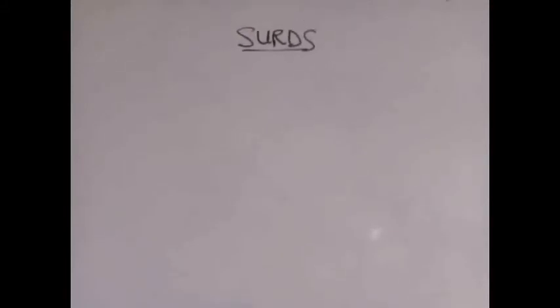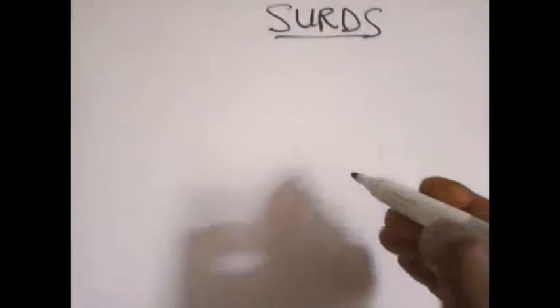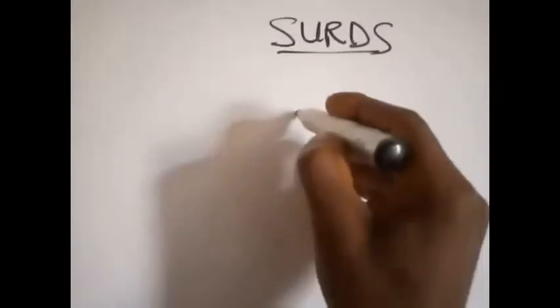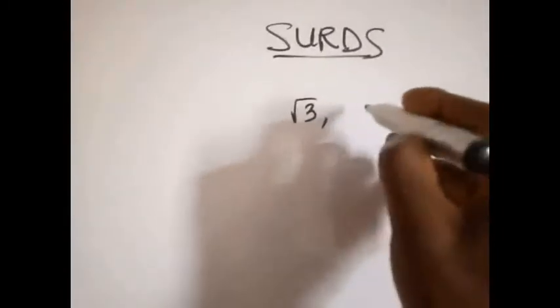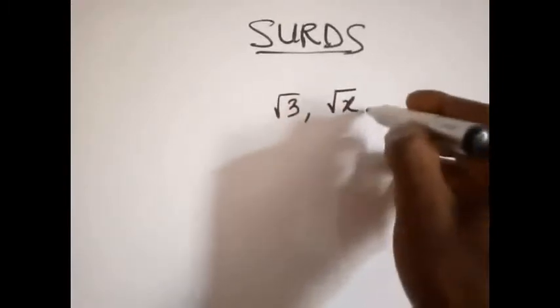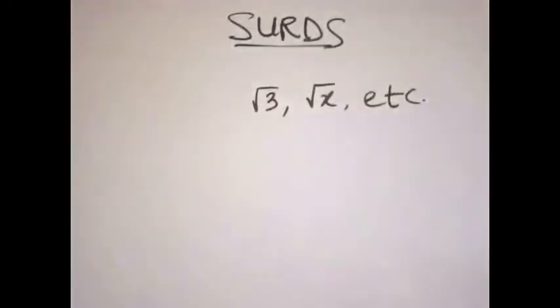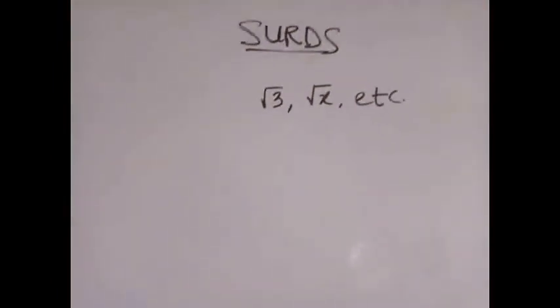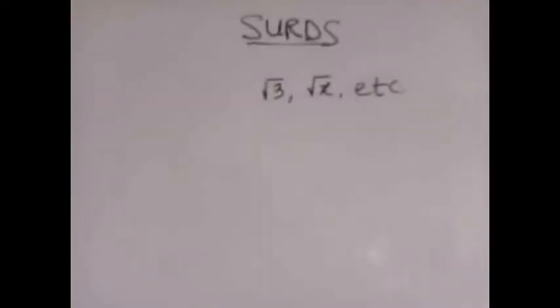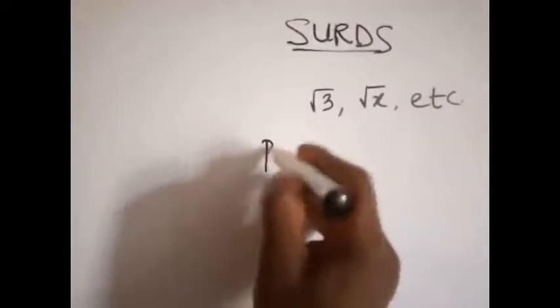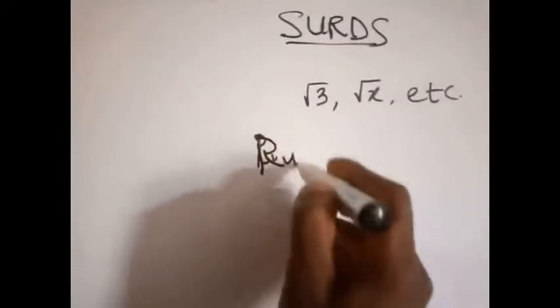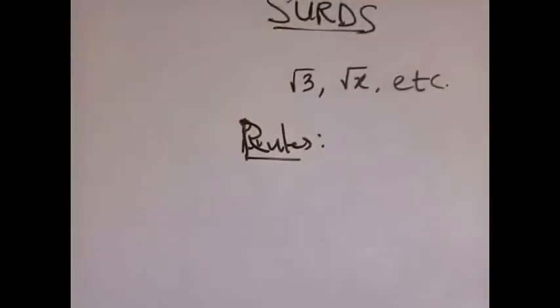In this video, we'll be looking at surd. Surd is the mathematics of root of numbers or elements. For example, when we have root 3, root x, etc. And surd can be simplified by some rules. So let's look at the rules in which surds can be simplified.